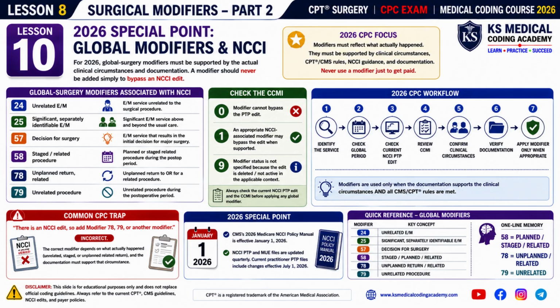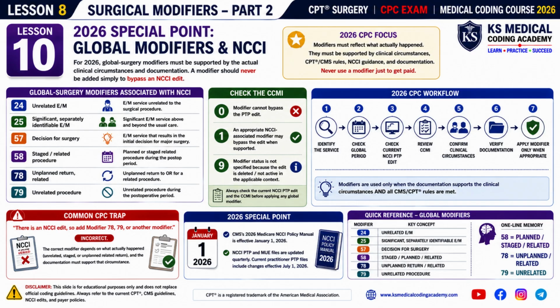Now let's look at an important 2026 special point: global modifiers and NCCI. For 2026, global surgery modifiers must reflect the actual clinical circumstances and supporting documentation. A modifier should never be added simply to bypass an NCCI edit. Important global surgery modifiers associated with NCCI include 24, 25, 57, 58, 78, and 79, depending on the applicable circumstances.